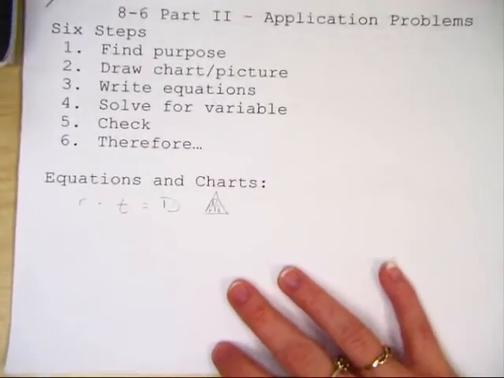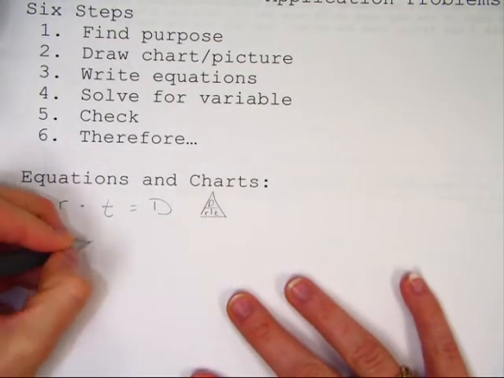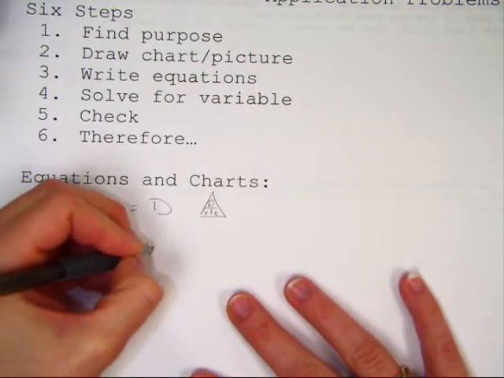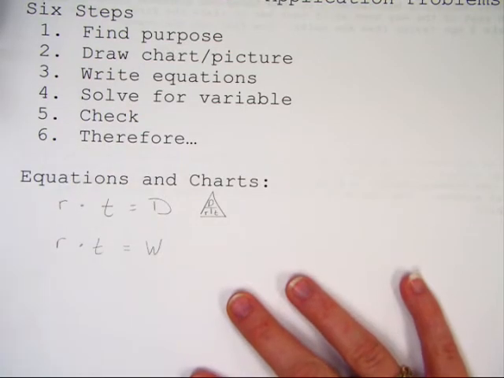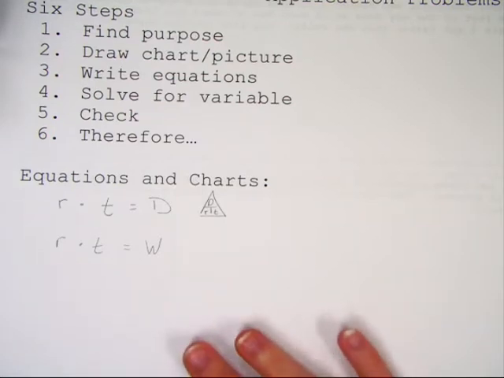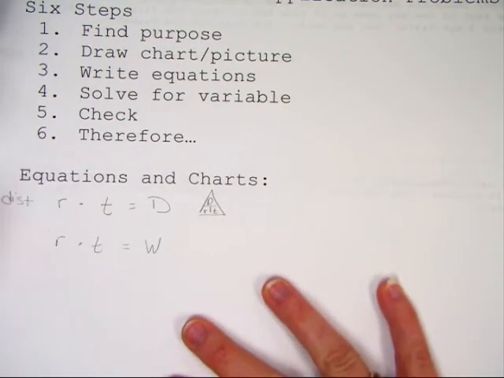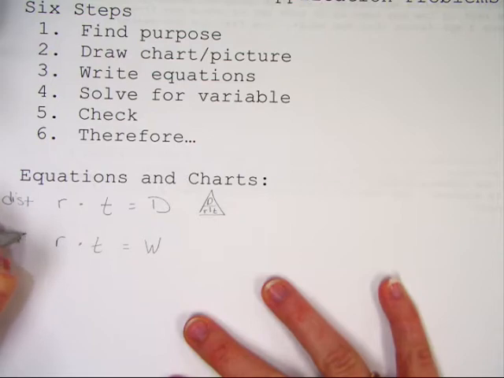Something else that would be beneficial for you to remember is that your rate times your time would equal the work that you do. So if you're working for 60 minutes and you can do 20 problems in an hour, you do 20 problems. So this would be for your distance equations, and this would be for your work equations.